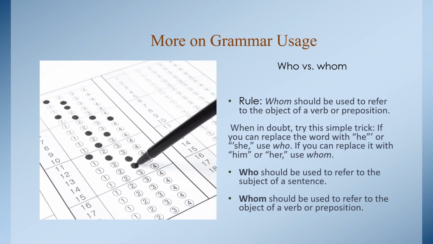Two more words that are commonly misused. Who and whom. Here's your rule. Whom should be used to refer to the object of a verb or preposition. When in doubt, try this simple trick. If you can replace the word with he or she, use who. If you can replace it with him or her, use whom. Who should be used to refer to the subject of a sentence. Whom should be used to refer to the object of a verb or preposition.